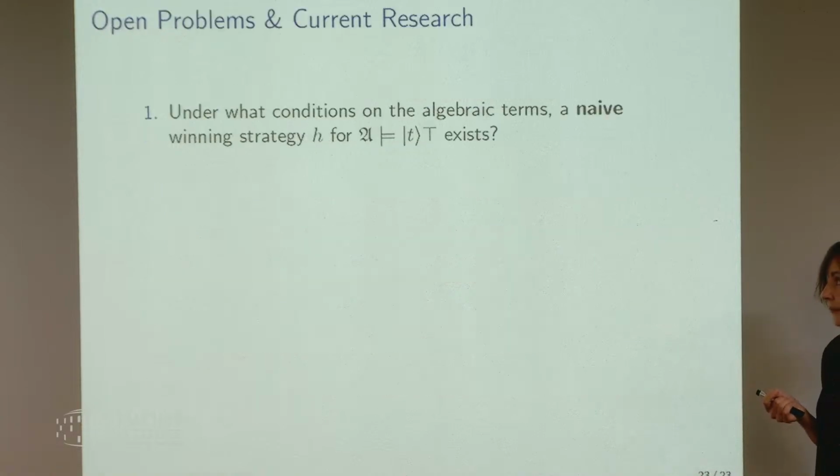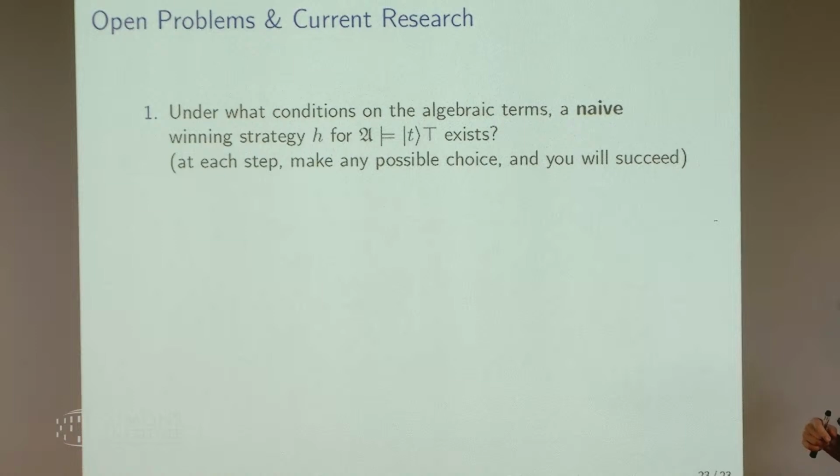Now, open problems. Of course, the main interesting question is, under what conditions on the algebraic terms is a naive winning strategy possible? What is a naive strategy? Well, at each step, we simply make any possible choice, and we are guaranteed to succeed.